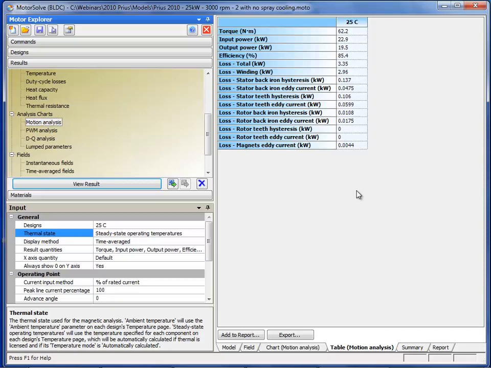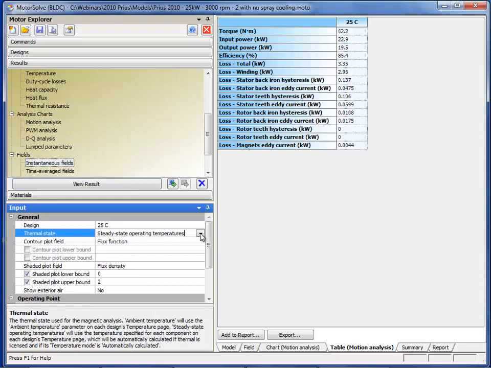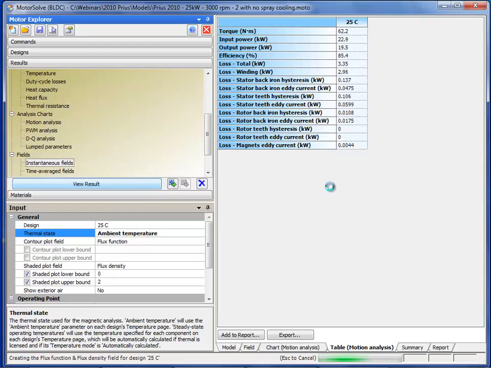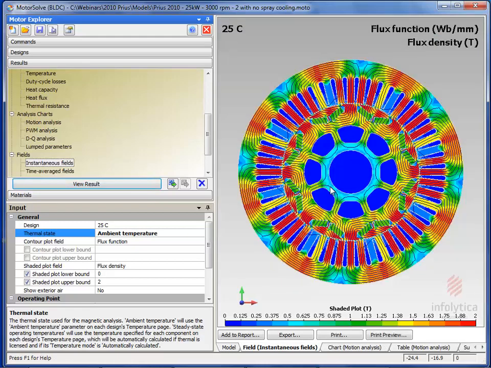Most of the other losses have remained constant during the various experiments, but note also that the magnet losses have increased by a factor of 2 from ambient with the increased temperature. If we look at a shade plot of the flux throughout the machine, we end up with this distribution.